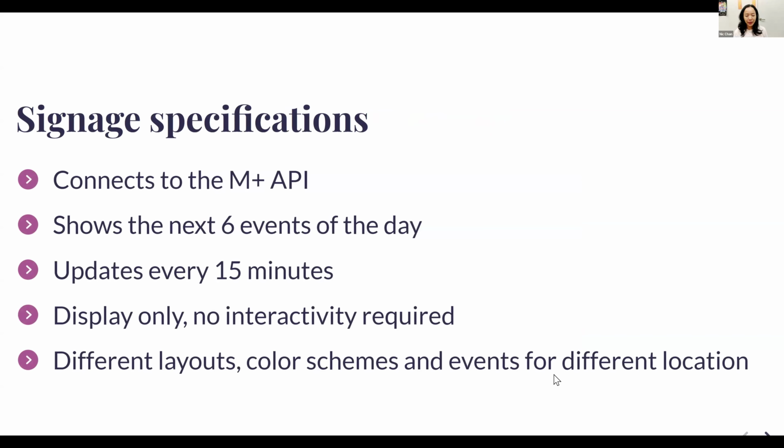So here are our basic specifications for the signage solution. It's pretty straightforward. It needs to connect to the M+ API. It shows the next 6 events of the day. It updates every 15 minutes, and it's display only. There's no interactivity, no clicking, no touchscreen. And you need different layouts, color schemes, and events for different locations. So the cinema signs should show only the cinema screenings, and we can do all of that by filtering the events you get back from the API. And some signs are horizontal and are paginated across 2 displays, and some are vertical.